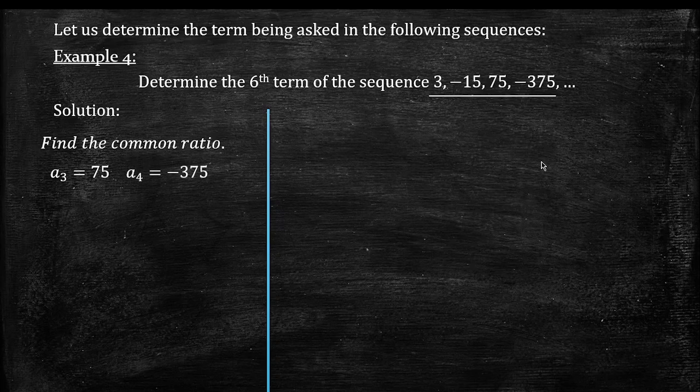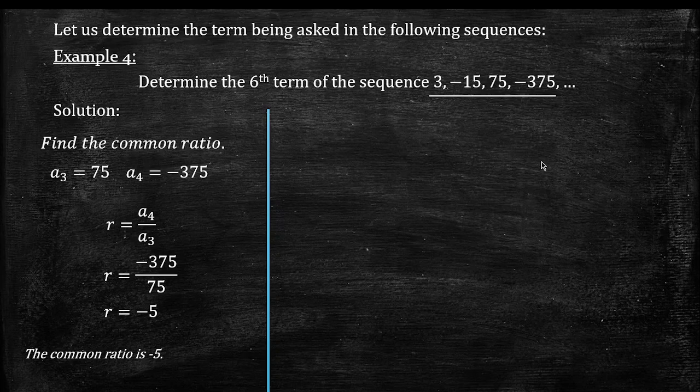Then I took the values, so a sub 3 is equals to 75, and the fourth term, or a sub 4, is equals to negative 375. Then the formula, I already altered it right away. So the common ratio is equals to a sub 4 divided by a sub 3. Substitute the values. So the common ratio is equal to negative 375 divided by 75. Then the answer is r is equals to negative 5. The common ratio is equal to negative 5.